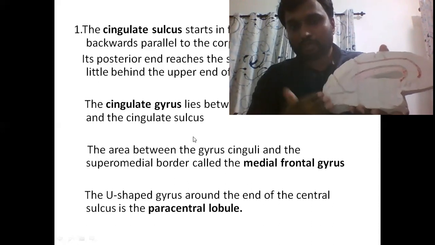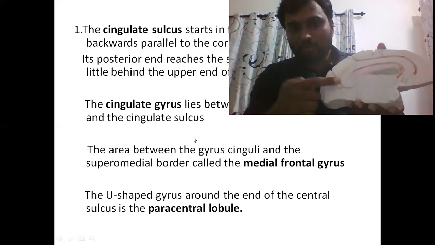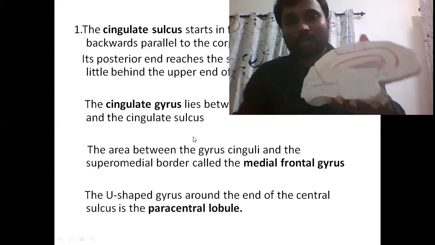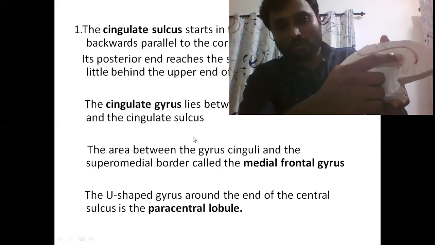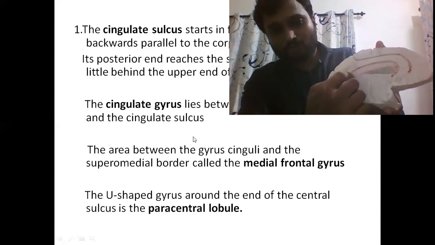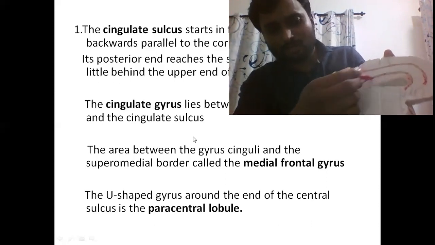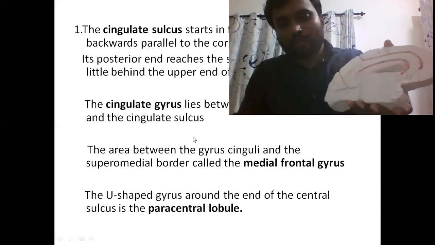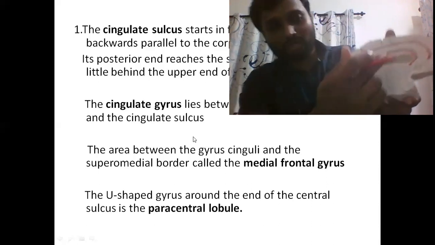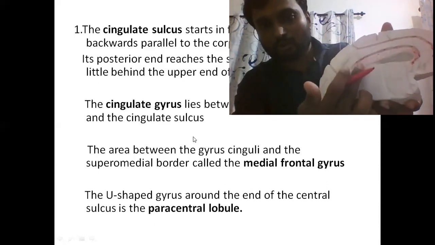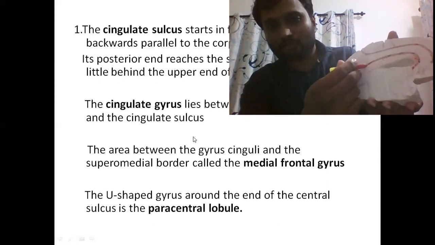This area has some sulci and gyri. We can see some grooves. So what are the sulci and gyri of the upper part? First, immediately above the corpus callosum, this is the corpus callosum, we can see one sulcus. This groove is known as the callosal sulcus. Callosal sulcus means it is closely related to the corpus callosum. This dotted area is the corpus callosum, and above that is the callosal sulcus.